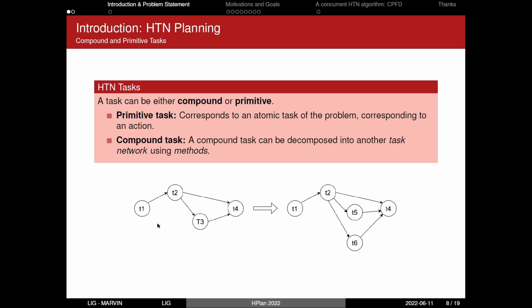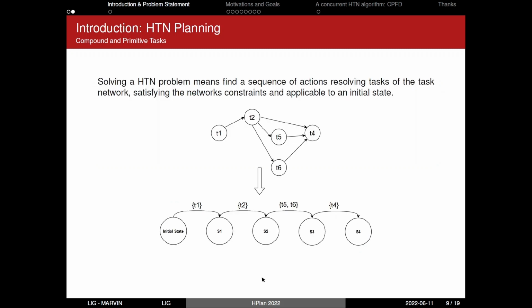As a convention, we usually denote the primitive tasks with lower case and the compound tasks with upper case. So in this task network, we have 3 primitive tasks and 1 compound task. The decomposition of this compound task is described by a method. Let's say that we have a method decomposing T3 into 2 primitive tasks, T5 and T6, and we obtain the resulting task network here by decomposing the T3 task.